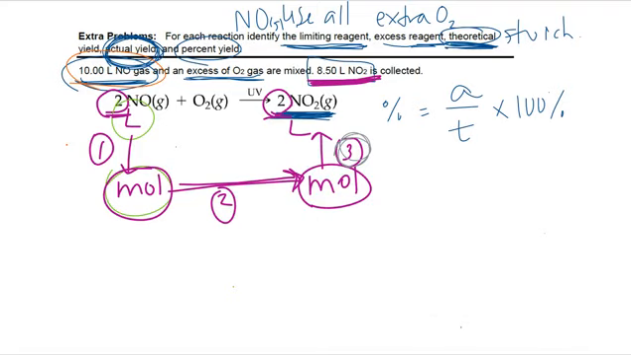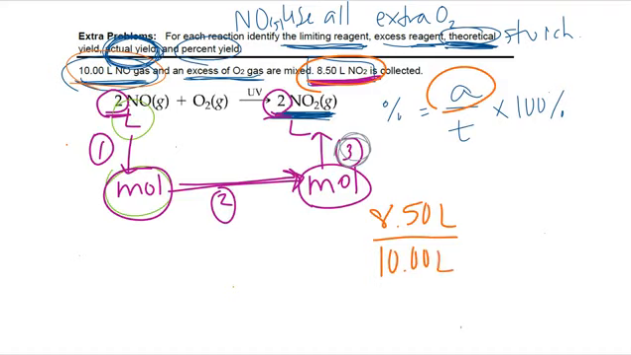So we're going to do our actual. What did we actually get? We actually were told that we got 8.50 liters. What did I theoretically get by stoichiometry? I got 10.00 liters. That's my theoretical. And then times it by 100%. So when we do 8.5 divided by 10, we get 0.85 times that by 100. So I got 85% yield.